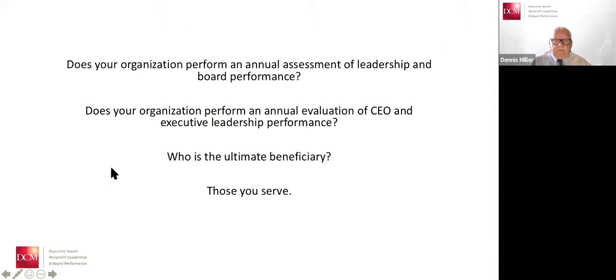So the question becomes, does your organization perform any form of annual assessment of leadership and board and how they perform? Does your organization perform any evaluation of the CEO and the board? There's a difference, which I'll explain, between an assessment and evaluation. And who is the ultimate beneficiary? Anytime you do that, it's those you serve. So mission-driven organizations, the more you assess and evaluate and educate, the better off those you serve will be. I want to start off with that philosophy, that concept.